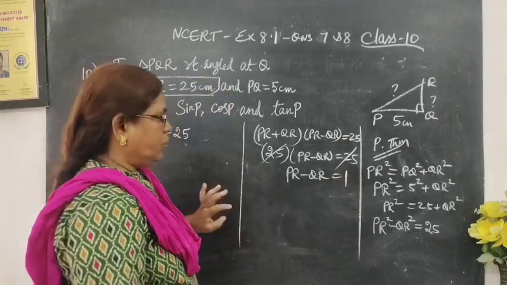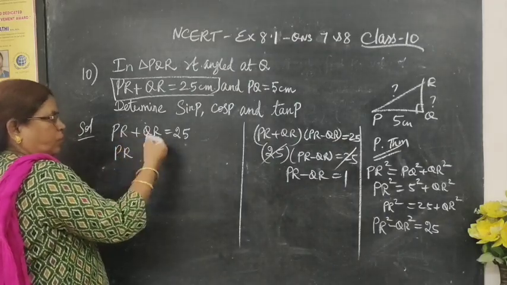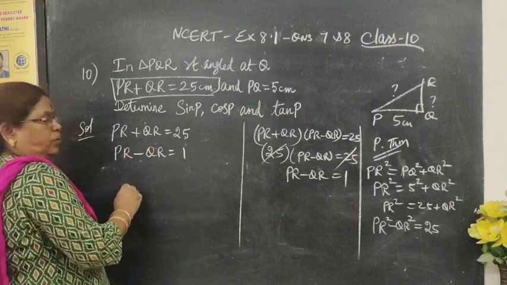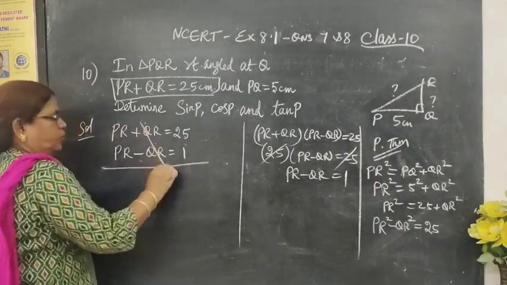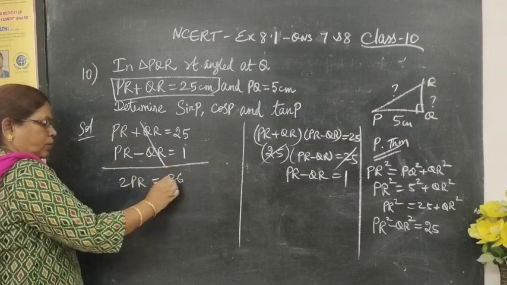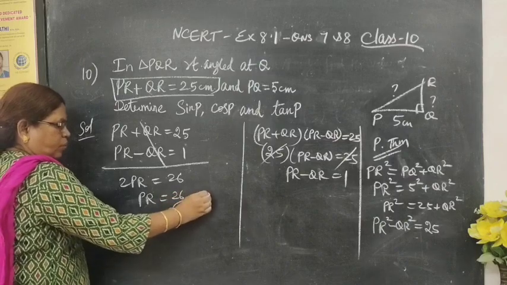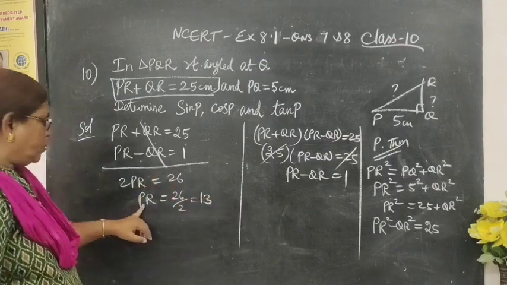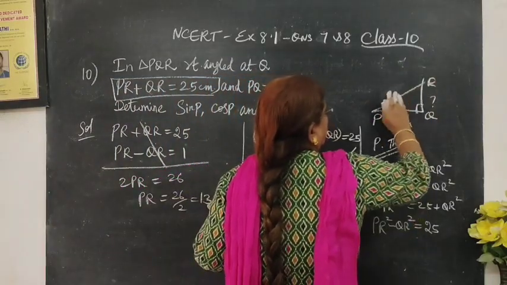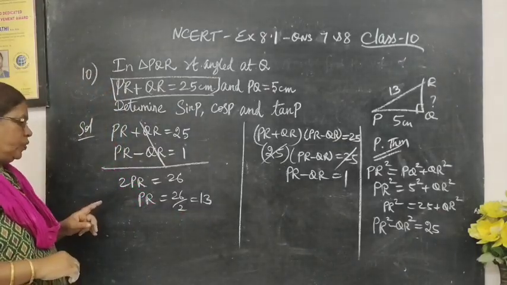25 by 25, 1. So we have two results. PR plus QR equal to 25, PR minus QR equal to 1. So adding 1 and 2, QR will be cancelled. So 2 PR equal to 26, therefore PR equal to 26 by 2 equal to 13. So PR value 13. Here we got one answer. And we want QR, isn't it?